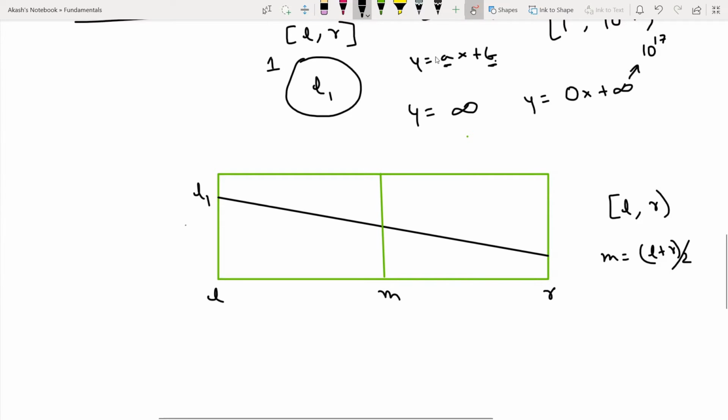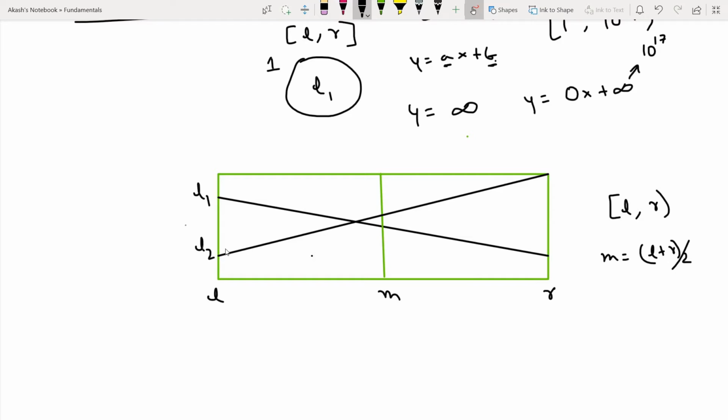Let's just say another line, L2, is like this. So what is the dominating line? The dominating line is a line which has its significance in both its left part and its right part. Let's just say which line has more significance on the left side.